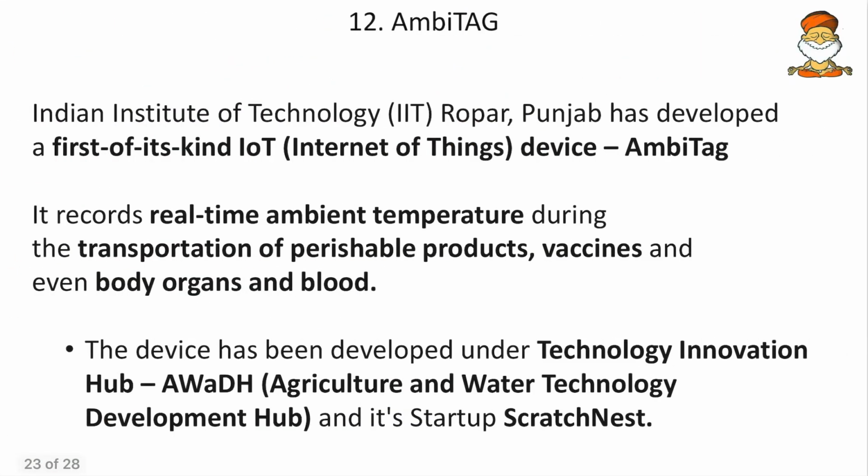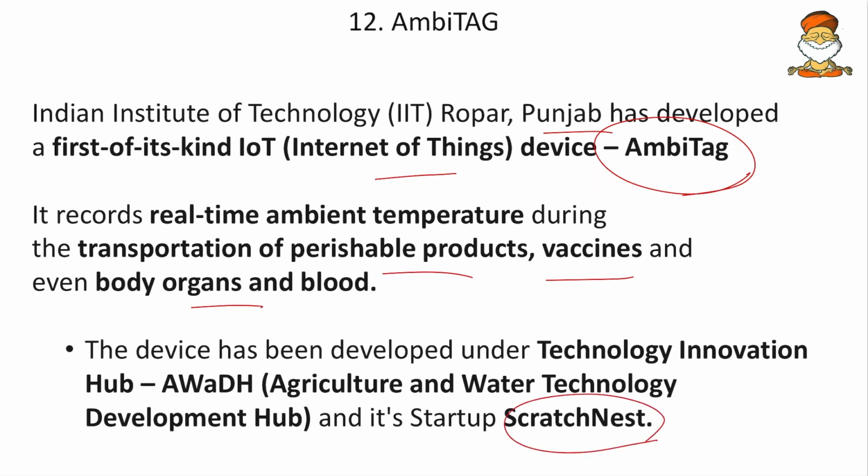Then come to next, AmbiTAG. So, the Indian Institute of Technology, Ropar, Punjab has developed the first of its kind Internet of Things device, that is AmbiTAG. So, what is this AmbiTAG? It records real-time ambient temperature during the transportation of perishable products, vaccines, and even body organs and blood. So, it is a temperature measurement instrument, and the device has been developed under the Technology Innovation Hub, that is AWaDH, the Agriculture and Water Technology Development Hub, and its startup Scratch Nest. Okay, so here remember AWaDH and in which department it lies. So, do a cross check here for polity.